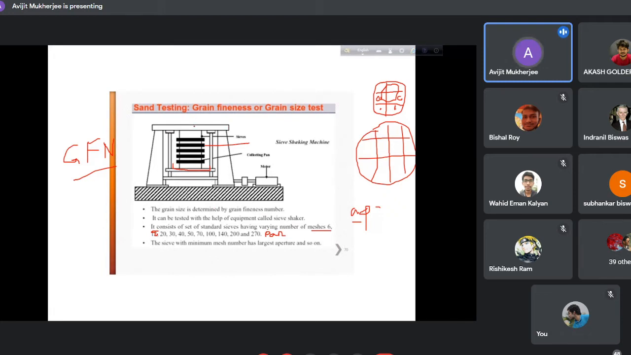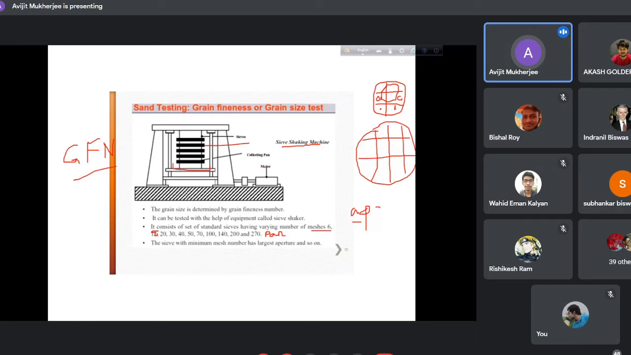So some handful of sample, that is either 50 gram or 100 gram, will be cleaned and dried, and that clay-free dry sample sand will be placed in the topmost sieve or coarsest sieve on the top, and the total apparatus will be shaken. This is a sieve shaking machine. So there is an arrangement of shaking.